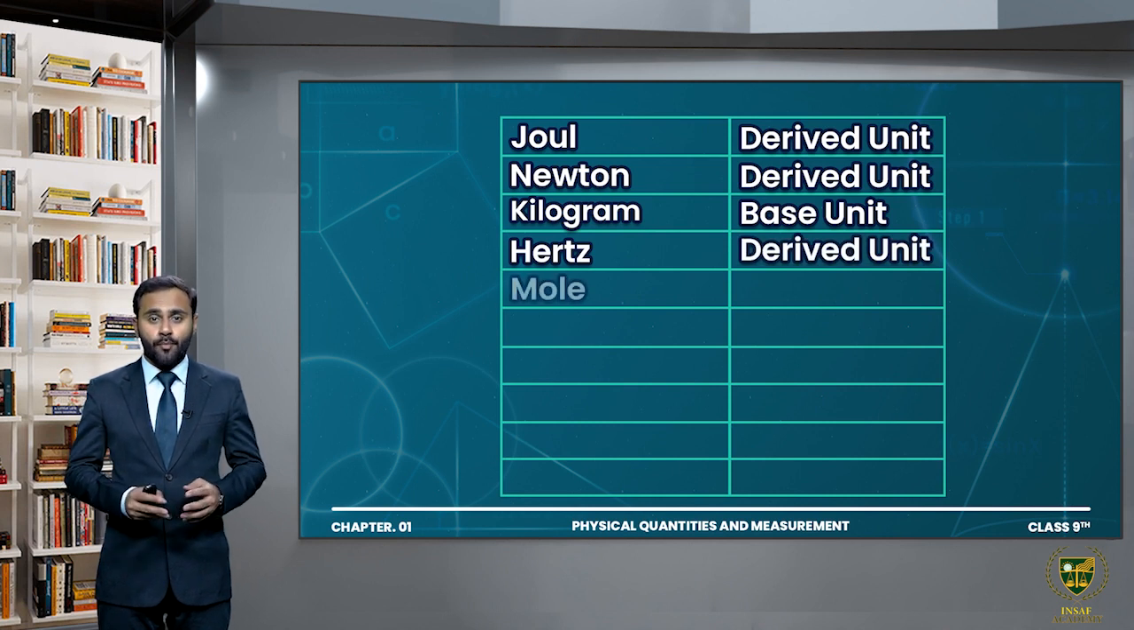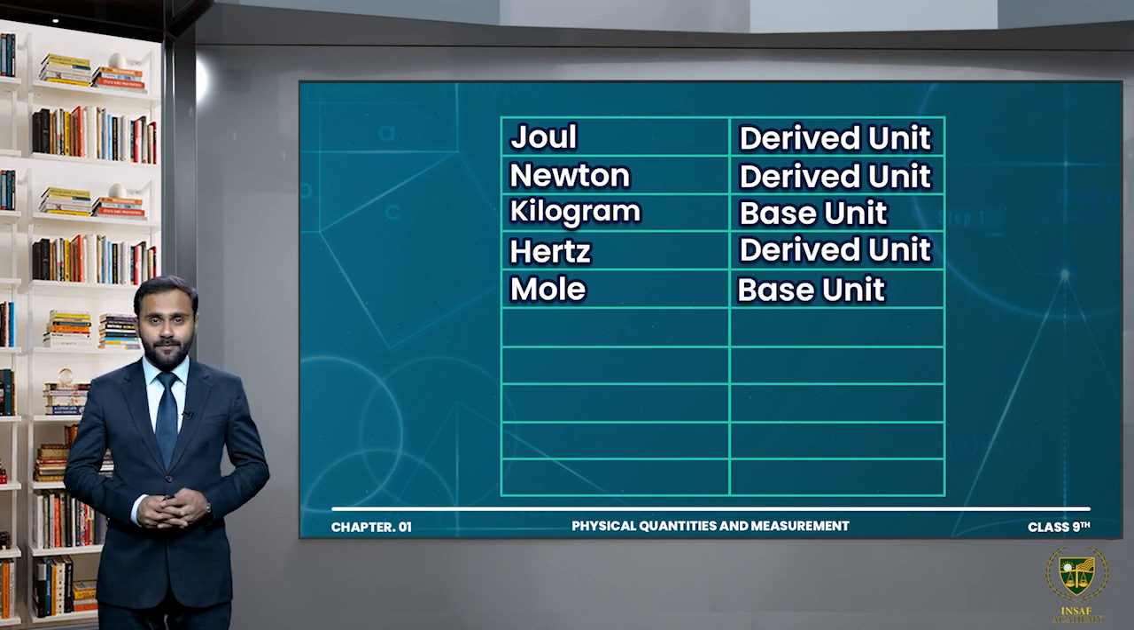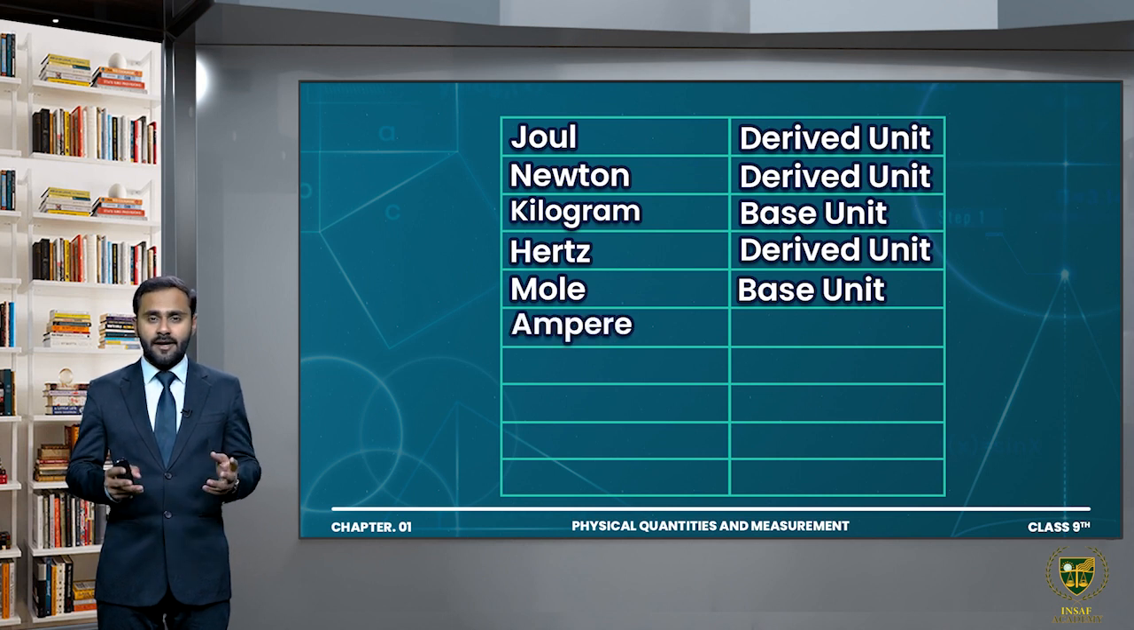The next one is mole. As mole is the unit of amount of substance and it is a base quantity, so we can say that mole is a base unit. The next one is ampere. Ampere is the unit of electric current. And electric current is a base quantity, so we can say that ampere is a base unit.